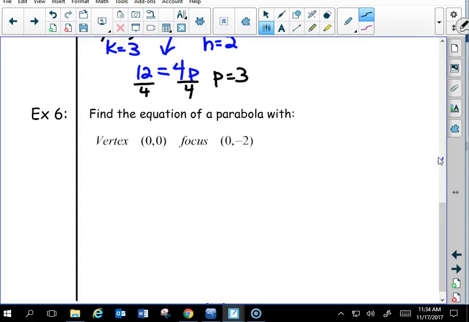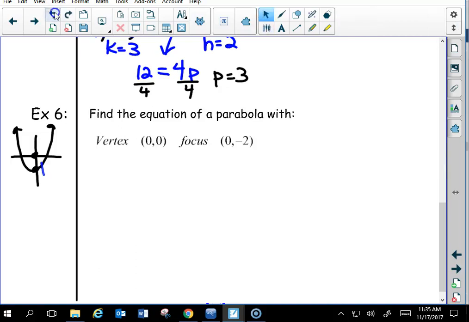Find the equation of a parabola with the vertex at 0, 0 and the focus at 0, -2. So let's take a look at these 2 points. Okay. My vertex is at 0, 0 and the focus is at 0, -2. What that means is I'm going to have a parabola opening up. Actually, I don't think the focus isn't right on.